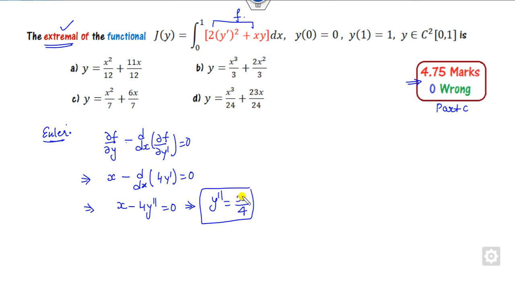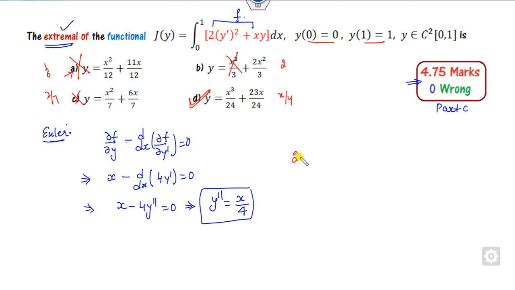Now how can you find the value of y? Either you can integrate two times and then substitute the values, and you will get the right answer. But I will tell you the shortcut trick. Find the second derivative of each option. Is it x by 4? The second derivative of this is 1 by 6, so this option is cancelled out. The second derivative of this is 2 by 7, again not x by 4, so this option is cancelled out. The second derivative of this is 2, so again this option is cancelled out. The second derivative of this is nothing but x by 4, so this is the right answer.